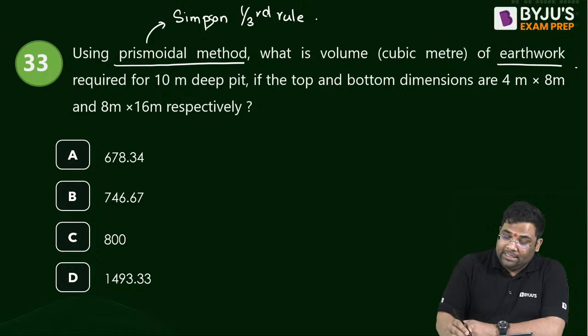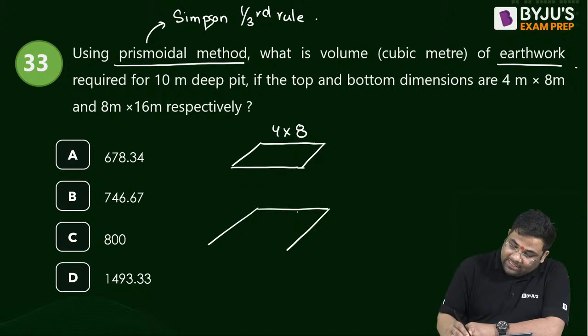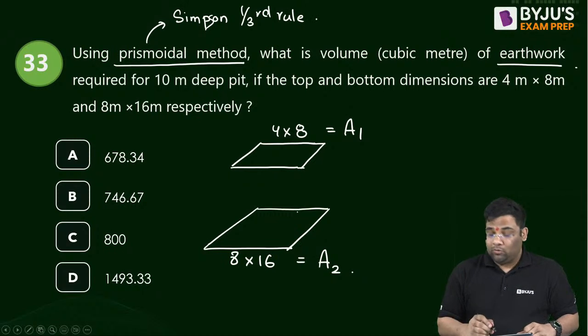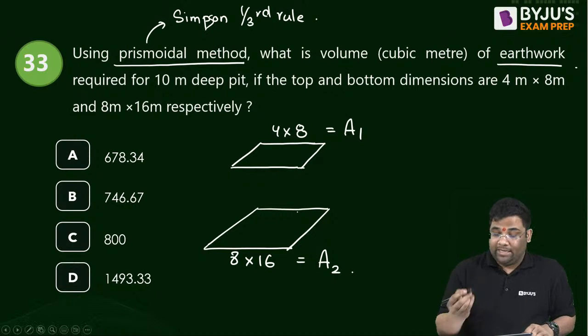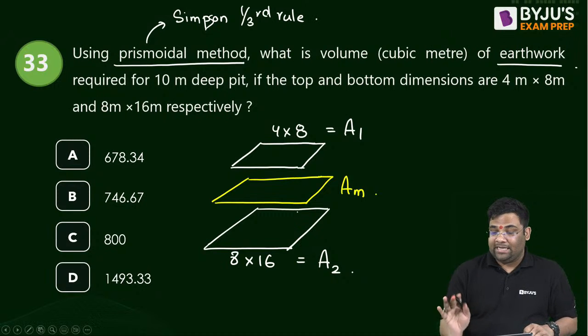So you see here we are having a pit. The top area has dimensions of 4 into 8, and the bottom area, obviously a little more, has dimensions of 8 into 16. So I can take this as area 1 and this as area 2. To increase the number of terms and make it even, we'll have an average area AM.